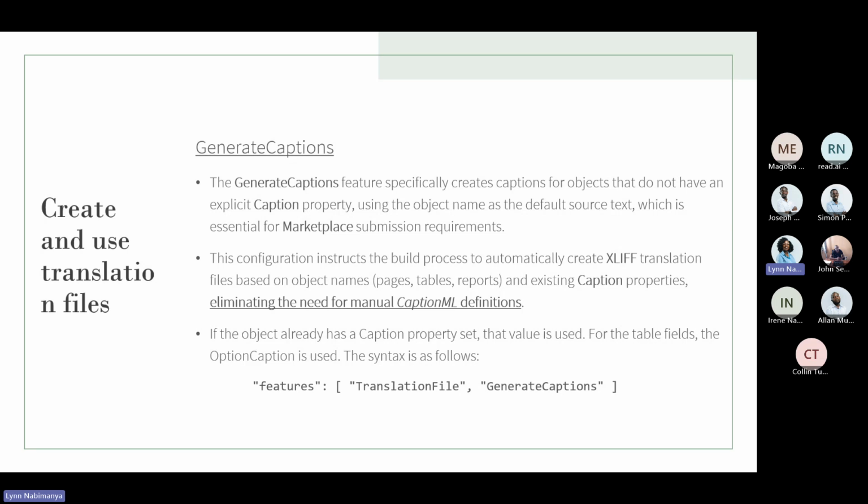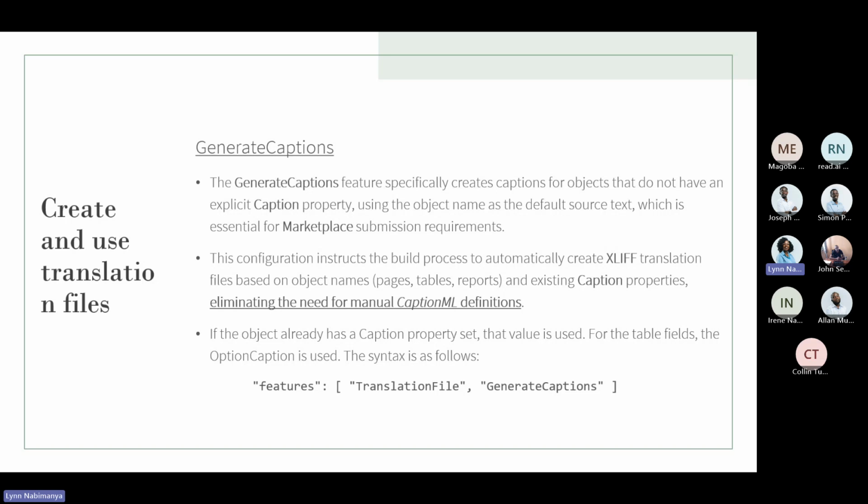When you do this, you eliminate the need for manual caption ML definitions. Now, when you generate the XLIFF files, things like captions and titles, usually we have designated tags for them so that you explicitly convert them.